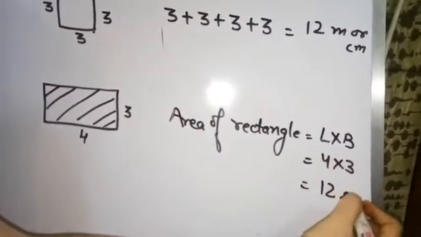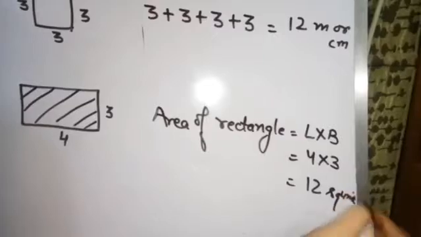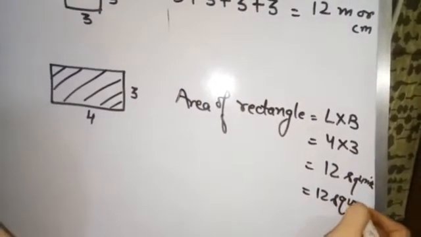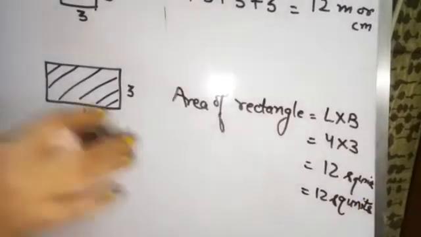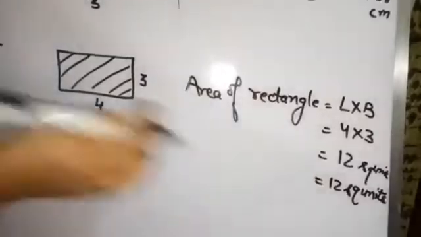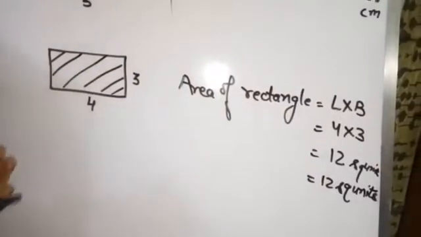Now 12 square units. What does square unit mean? I am writing 12 square units. Square unit means whatever the unit given to us. If both the units are in meter, then meter square. If it is in centimeter, then centimeter square.